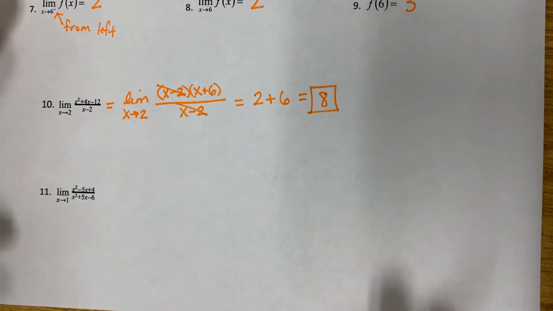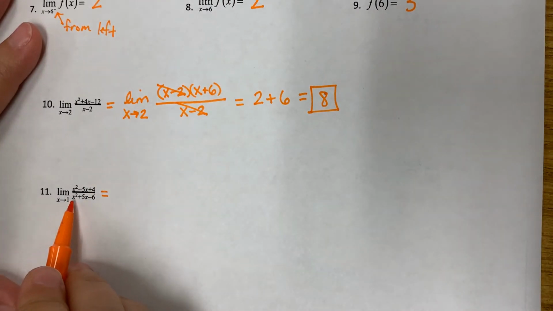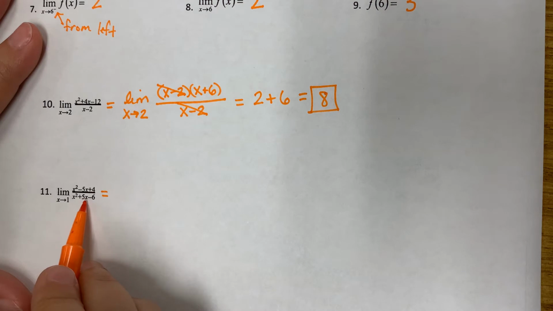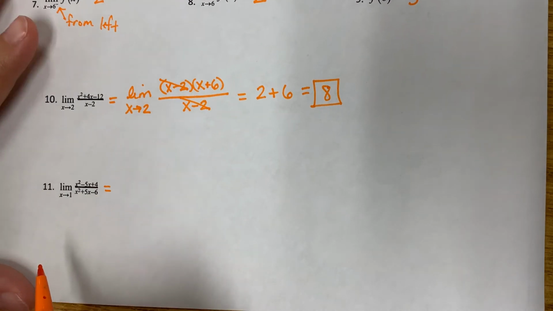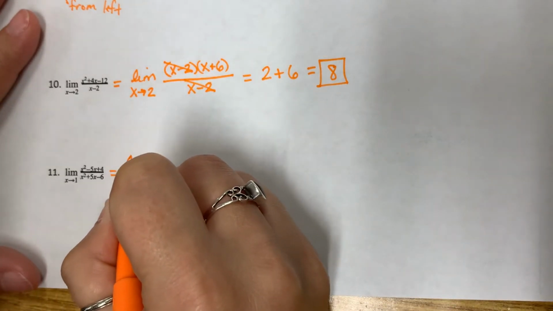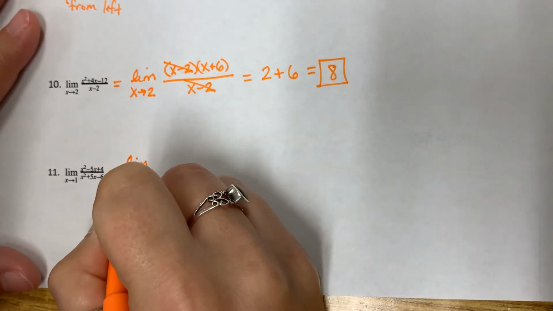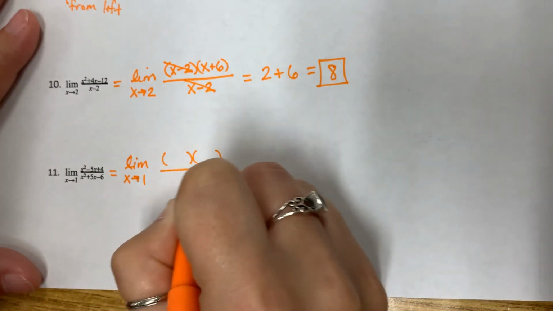All right, the next one, same thing. So if I took my 1 and I plugged it in, 1 squared plus 5 minus 6, that's going to give me 0 again. So I don't want 0, so I'm going to factor. First, I'm going to write my limit notation. Sorry. I'm going to factor my top, factor my bottom.